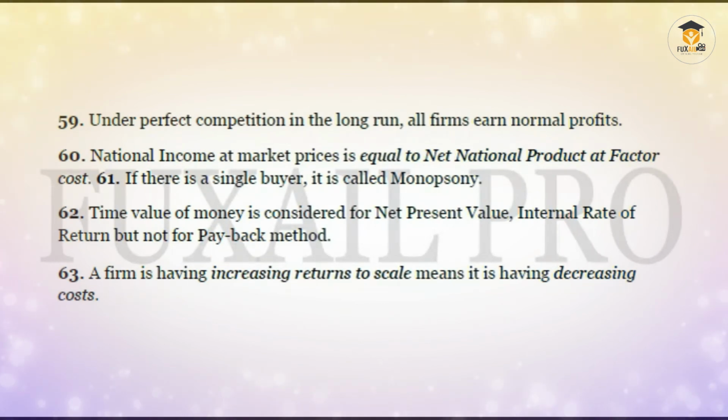60. National income at market prices is equal to net national product at factor cost. 61. If there is a single buyer, it is called monopsonate. 62. Time value of money is considered for net present value, internal rate of return but not for payback method. 63. A firm is having increasing returns to scale means it is having decreasing costs.